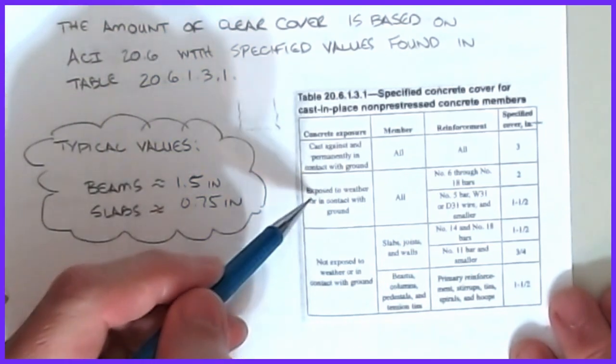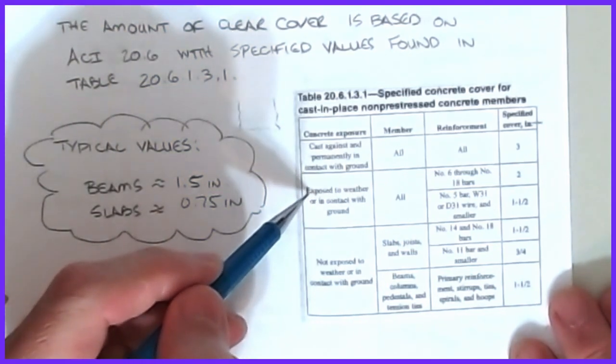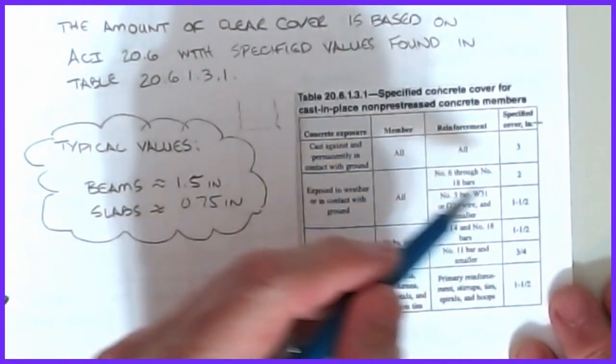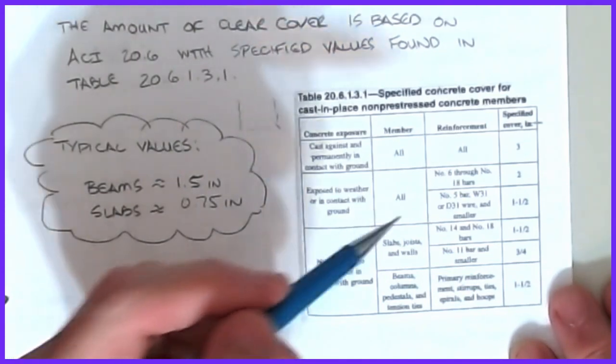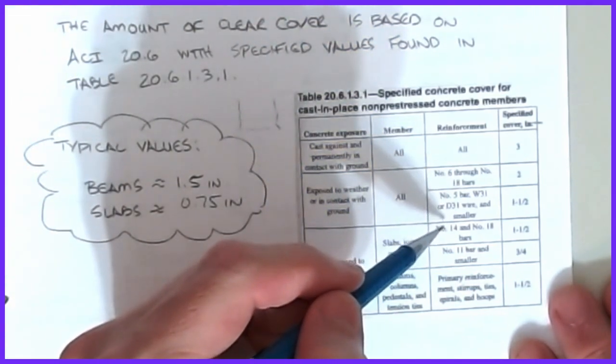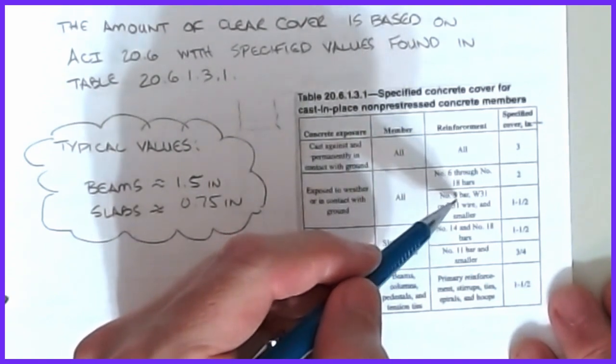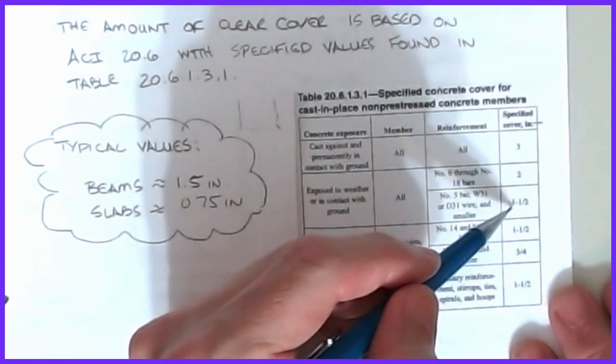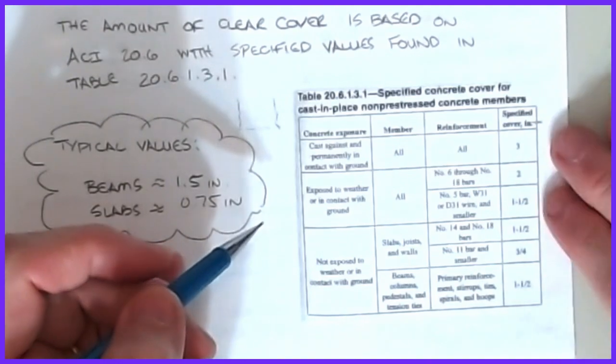Okay, if I'm exposed to weather or in contact with the ground, then for bars that are number 6 through 18s, it's 2 inches. Okay, for any of the smaller wires or the welded wire fabrics or a number 5 bar and smaller, then we're allowed to go to 1.5 inches. Okay, it becomes a lot smaller value.